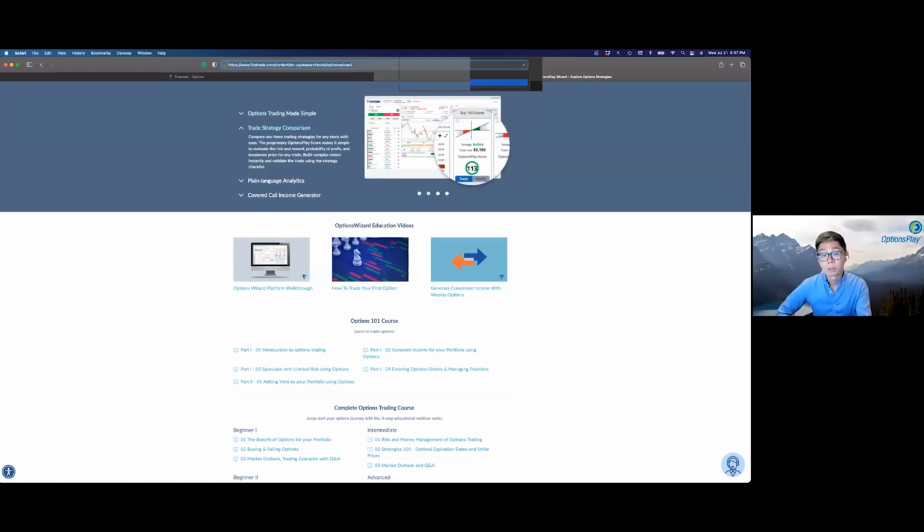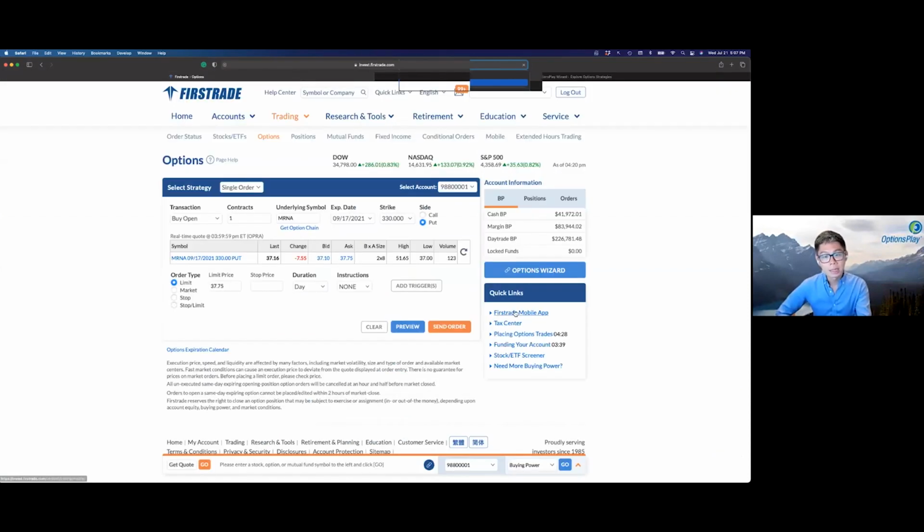How do I compare options play scores? So the options play score is that balance between probability and risk to reward. It's looking at your potential profitability on that trade. So the higher the options play score, the better the risk to reward and the probability are balanced and skewed in your favor.